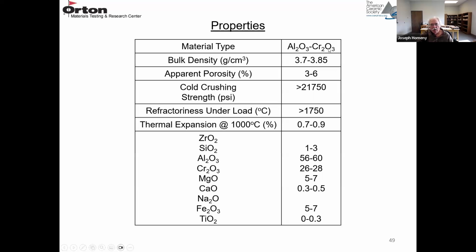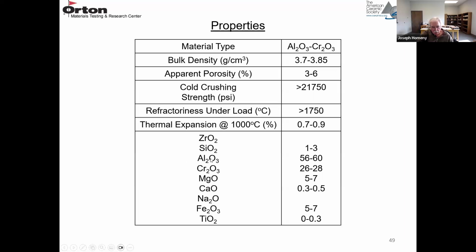So the alumina chrome, maybe 3.8 for the density in grams per cubic centimeter. These materials on this data sheet, maybe 3 to 6% porosity, over 20,000 psi for the cold crushing. And the RUL is also very good, greater than 1750 degrees C. The thermal expansion is relatively high, 0.8% at 1,000 degrees C.